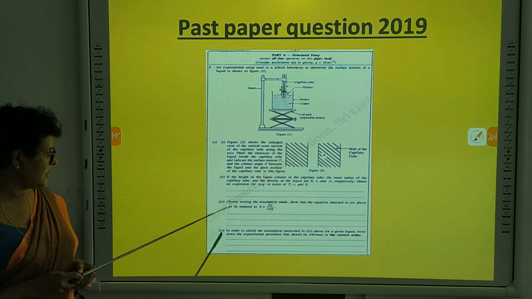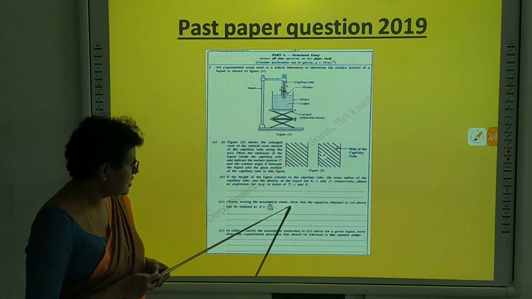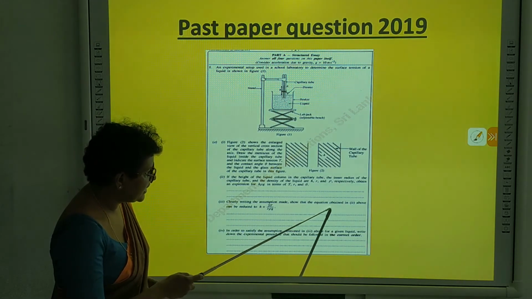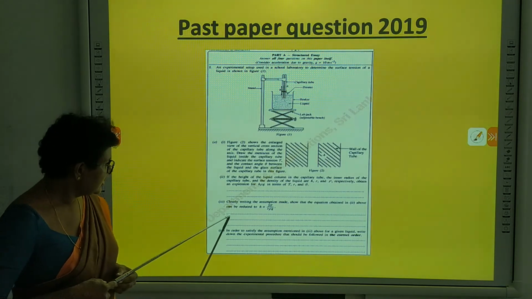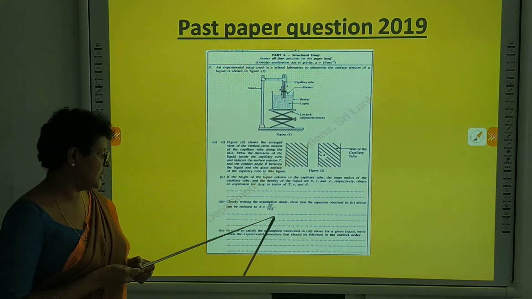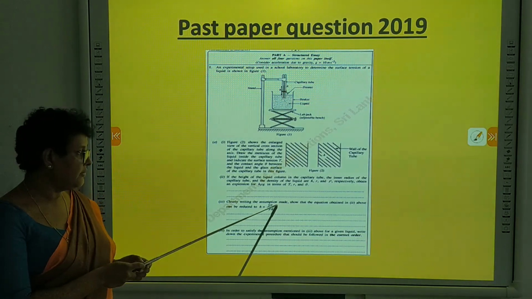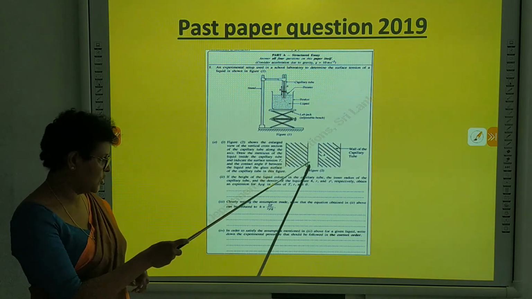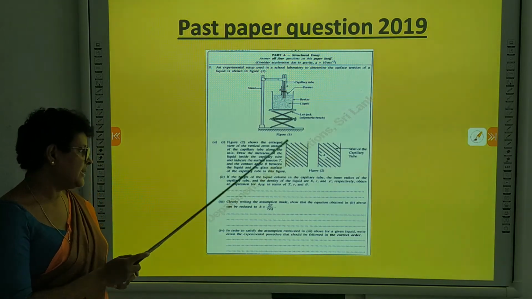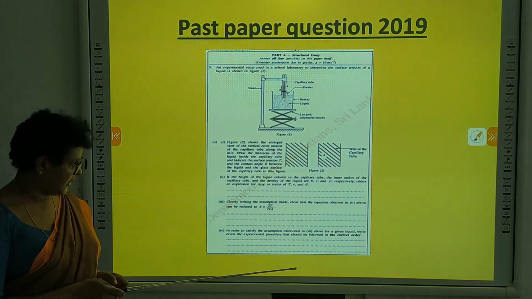Okay. Then using that equation, clearly writing the assumptions made, show that the expression obtained in the previous part can be reduced to h = 2T/(r rho g). There's a cos theta here, right? Can you remember? Now here we assume that theta is 0, cos 0 is 1. So that is the assumption, and h equals 2T/(r rho g), right?